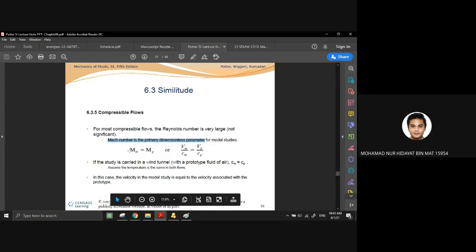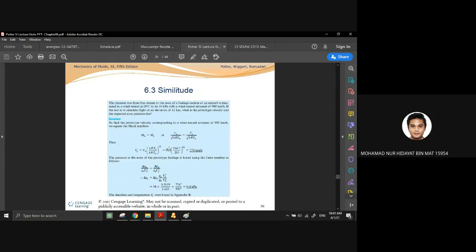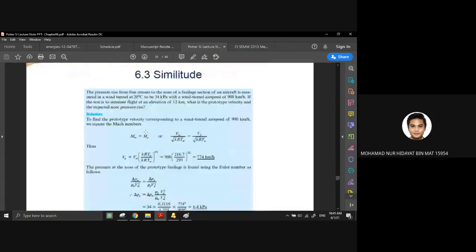The Mach number M reflects the velocity of the flow over the speed of sound at the local location. So Mach number equals V over C, the velocity of the fluid over the speed of sound. The Mach number of the model is equated with the Mach number of the prototype. So this one is the similitude problem.